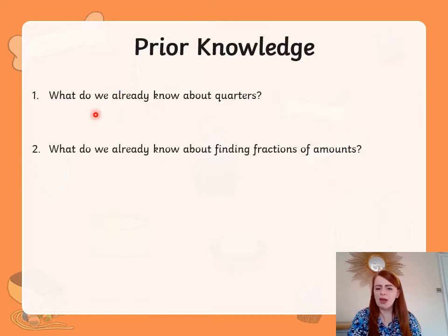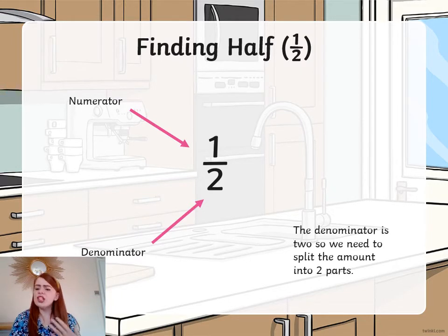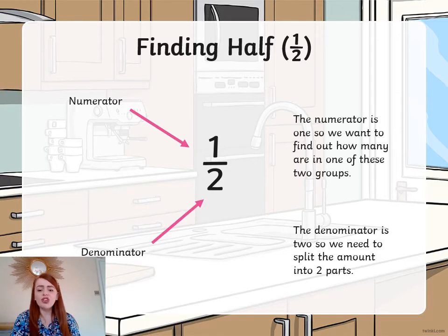Right, so hopefully you remember that finding quarters means splitting something into 4 equal groups. And hopefully you remember about finding a half of a group, which we're about to go into now, and hopefully that will jog your memory a bit and help you understand how to find a quarter of an amount. So, finding half. Do you remember that we said the denominator when we're finding half is 2, which means we need to split an amount into 2 equal parts. And the numerator is 1, so we want to find out how many are in one of these 2 groups.